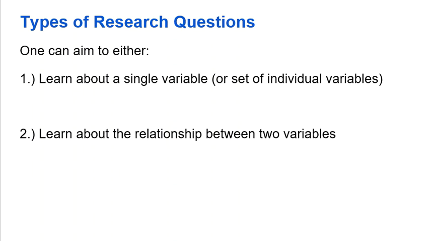Where a relationship could be something like, I want to know, does a particular type of horseshoe impact the speed of a horse? So I got two variables, the speed of a horse, another variable, the type of horseshoe, and I want to see if they're related. So again, are you looking at a single variable or the relationship between two variables?